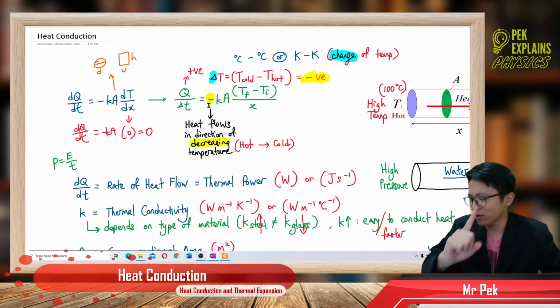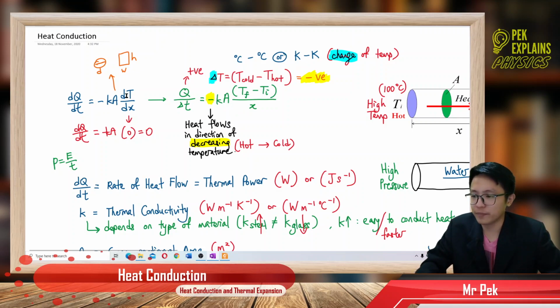So if we look carefully, why must we have this negative sign? You see, this change of temperature is the final temperature minus the initial temperature. Because heat only flows from hot to cold, the initial temperature is the hot temperature and the final temperature is the cold temperature. So when we take the final temperature minus the initial temperature, that means we take a small temperature minus a high temperature, a low minus high. Of course, you get a negative value. A cold temperature minus a hot temperature, small minus big, you get a negative value.